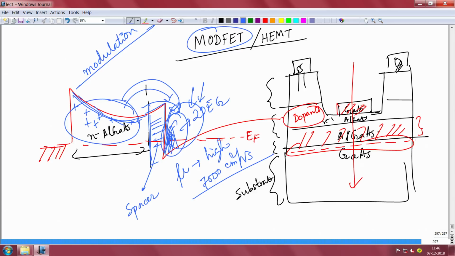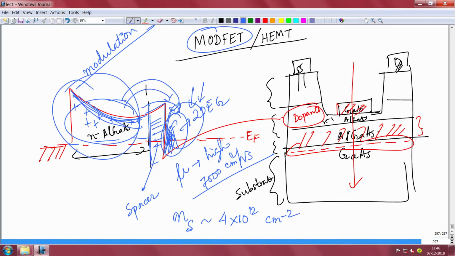Of course, you cannot dope this region very high, otherwise the Fermi level will come very close and you will get a parasitic channel, like an extra channel in this doped layer. You don't want this doped layer to conduct also, right? So you have a very good charge density. The typical 2D charge density is called NS, and it's in the range of 4 into 10 to the power 12 per centimeter square.